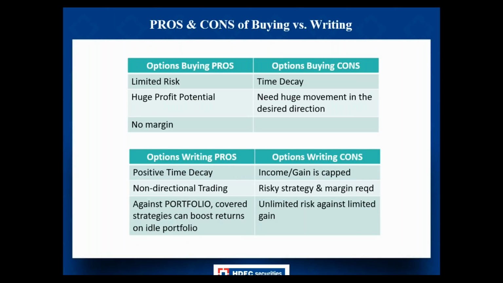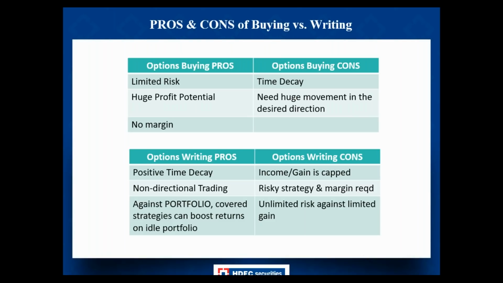Now when you're writing options, you have a positive time decay, because traders believe in writing very deep out-of-the-money contracts and are simply playing for that time decay. They're playing for the fact that the premiums must start to decay sooner and sooner the moment we start approaching expiry. So writers who get into options writing are playing for this time decay, the premiums reducing as we approach expiry.